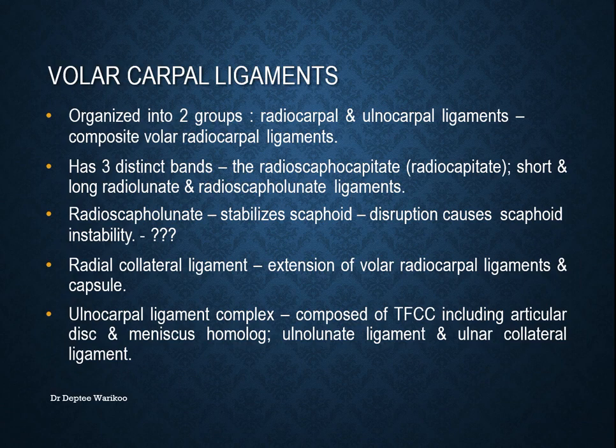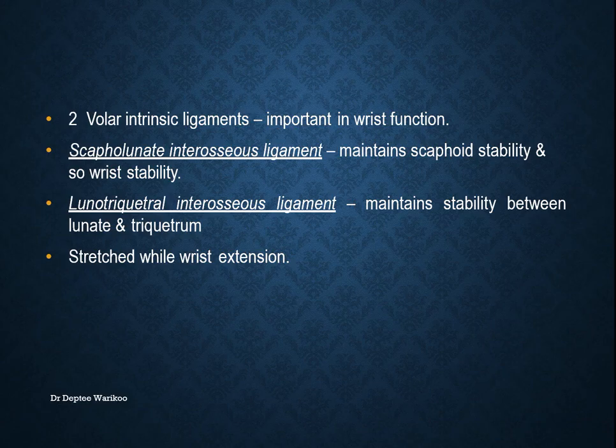And then we have the ulnocarpal ligament complex. It is composed of the triangular fibrocartilaginous complex, including articular disc and meniscus homologue, ulnolunate ligament and ulnar collateral ligament. Two volar intrinsic ligaments have received particular attention. These two ligaments, the ulnar and the radial ligaments.